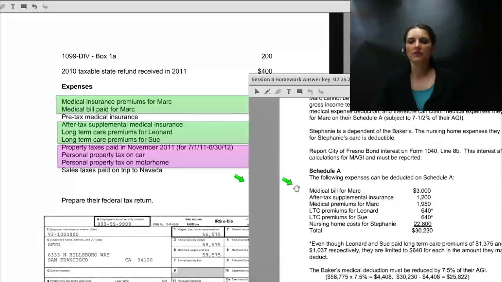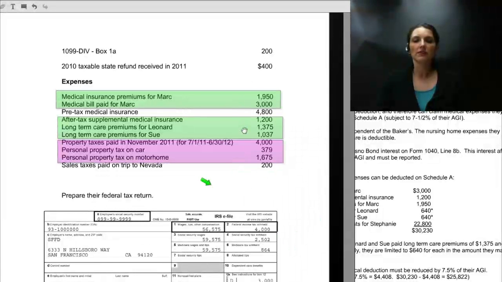Let me draw you over to the answer key for this problem, and I want to point out that the long-term care insurance premiums paid for Leonard are $640 and long-term care for Sue are $640. We've got a little asterisk there, and it says even though Leonard and Sue paid long-term care insurance premiums of $1,375 and $1,037 respectively, they are limited to $640 for each in the amount that they are allowed to deduct. So yes, the long-term care insurance premiums are deductible, but you have to be careful about your client's age. If your client is too young, they're going to be subject to a limit on the amount of deduction they can claim for the premiums paid on long-term care contracts.